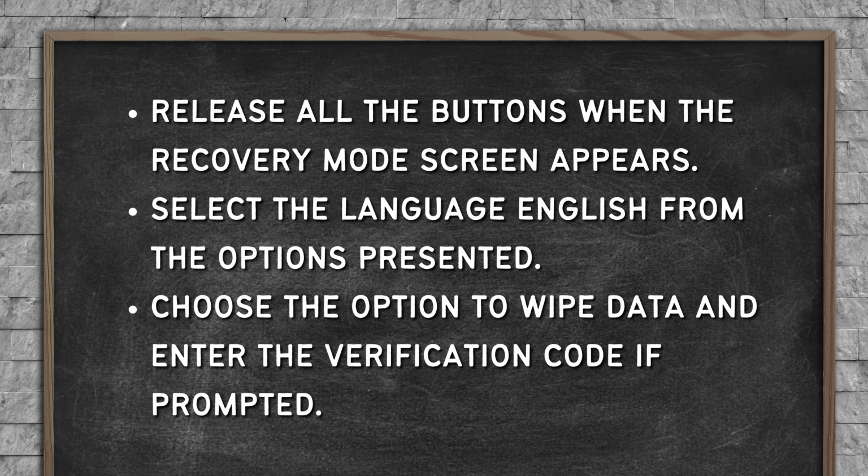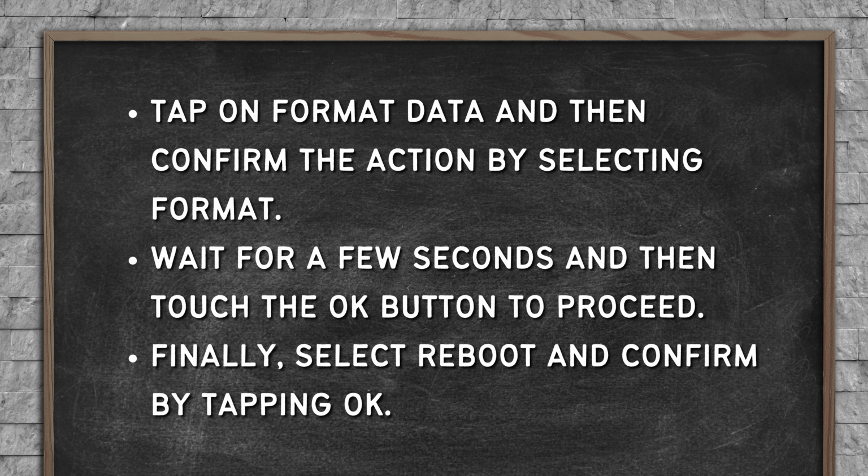Select the language English from the options presented. Choose the option to wipe data and enter verification code if prompted. Tap on Format Data and then Confirm Action by selecting Format. Wait for a few seconds and then touch the OK button to proceed. Finally, select Reboot and confirm by tapping OK.